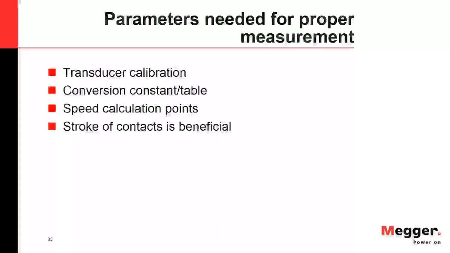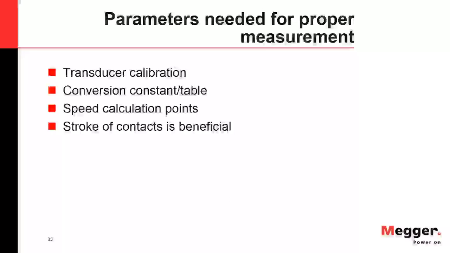So looking at this, what types of parameters are needed for proper measurement? You want to make sure your transducer is calibrated. You need to find out, do I need a conversion constant? Do I need a conversion table? So whatever I'm measuring, I can compare it back to my stroke. And then you want to get your speed calculation points. As I mentioned before, we're not just trying to get the stroke and over travels, which are important as well, but we want to know the velocity of this circuit breaker.